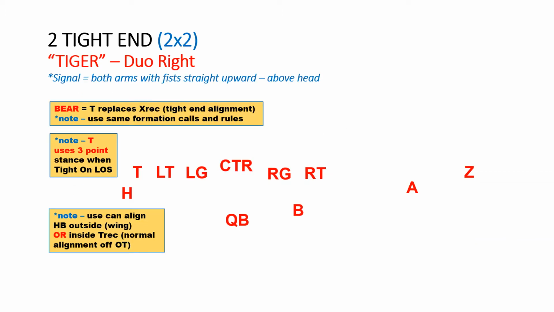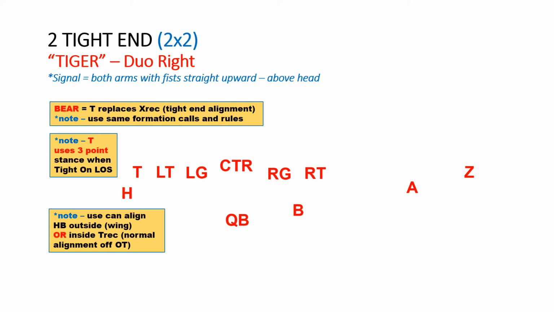All right, our first 2 tight end set we'll do out of a 2x2, which is our duo right call, same as always. We just use a tiger verbal call on the sidelines, and then the signal is both arms and fists straight upward. Once the players see that, then we know we've got a second tight end, which we call the T receiver, replacing the X receiver when we go tiger.